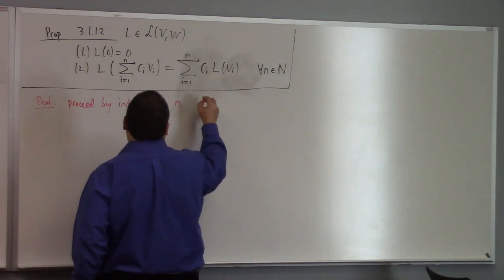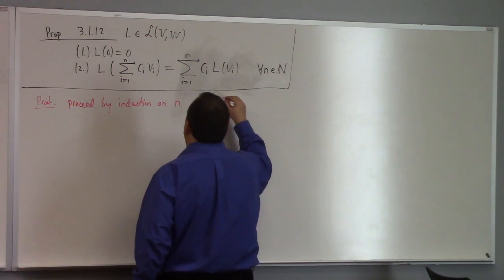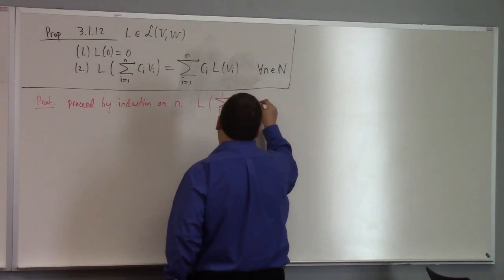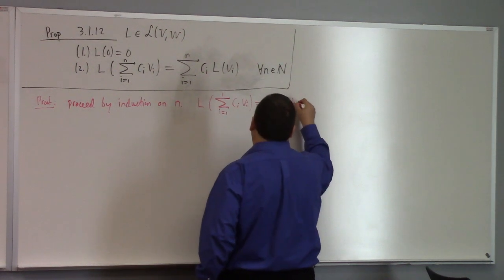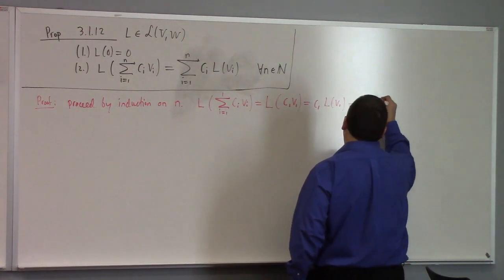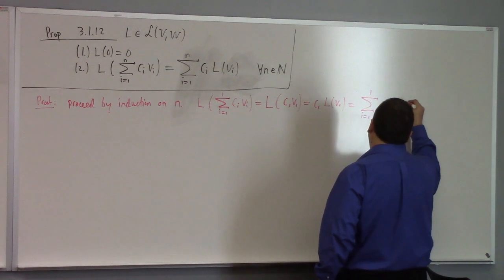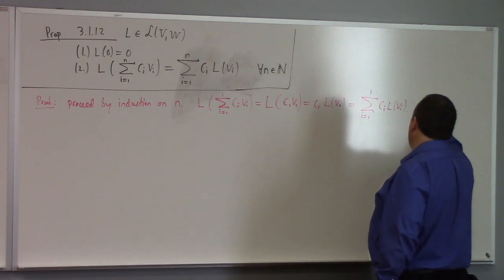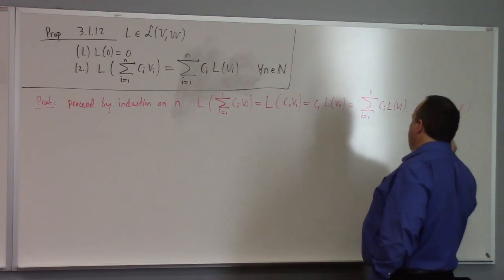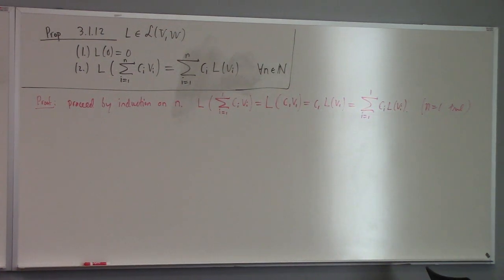on n. So L of the sum i equals 1 to 1 of Ci Vi is by definition L of C1 V1, which is C1 L of V1, which is the sum i equals 1 to 1 of Ci L of Vi, right? So thus n equals 1 is true. But my red marker's dying. If I can find another one.